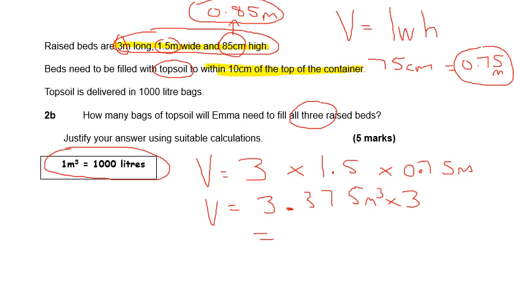All right, when you multiply that by 3, you then get, just do it in a different color, for all 3 beds, we need 10.125 meters cubed of topsoil. All right, so that's the key number now.